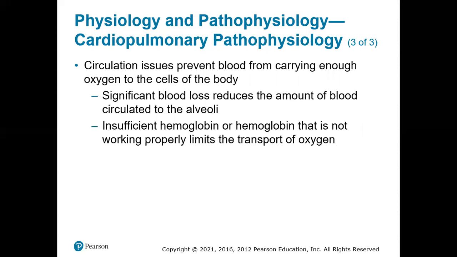Circulatory issues, significant blood loss. Okay, we have trauma, something happens internally or externally with blood loss. It's going to reduce the amount of blood circulated to those alveoli. Insufficient hemoglobin, people that are anemic, hemoglobin that's not working properly, sickle cell anemia, limits that transport of oxygen. Everything's going to get compromised that way as well.